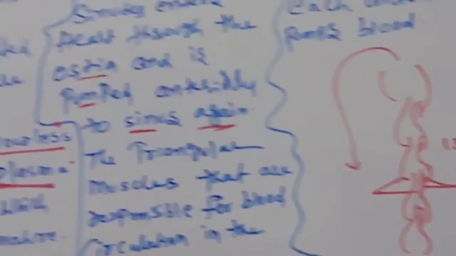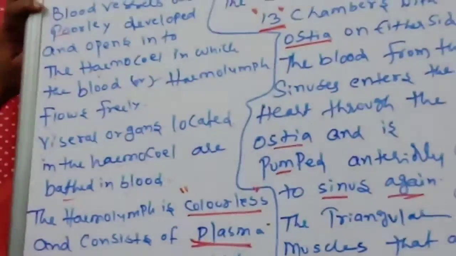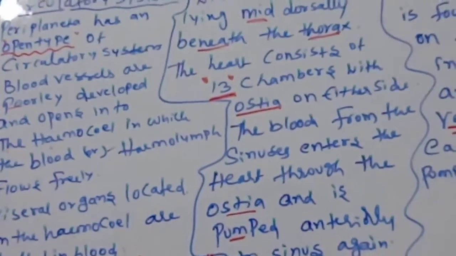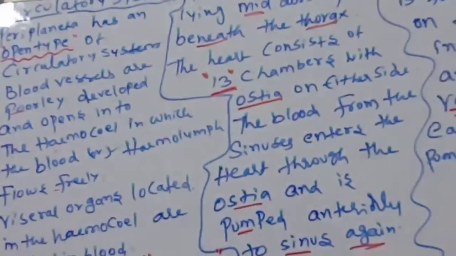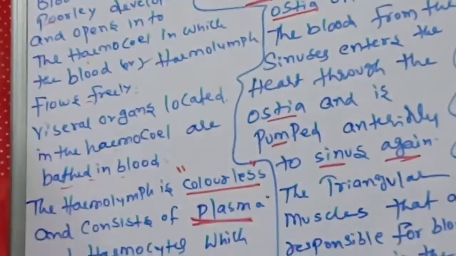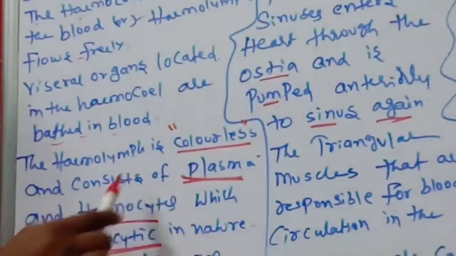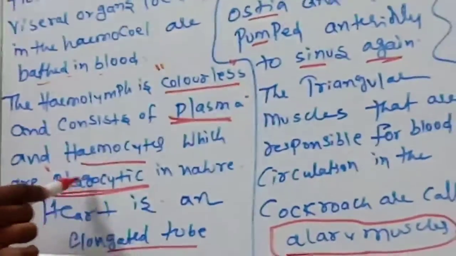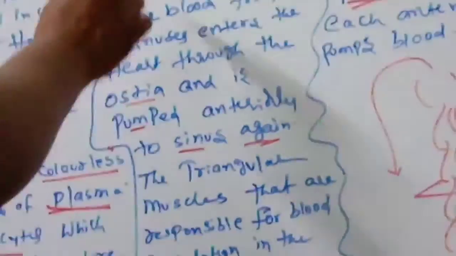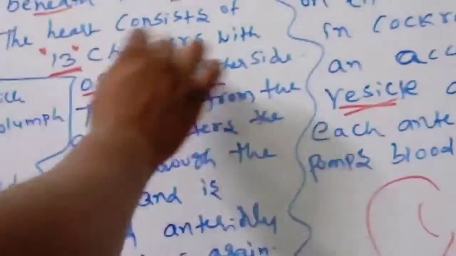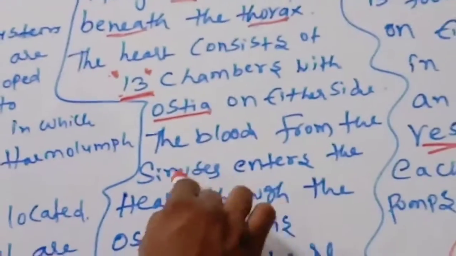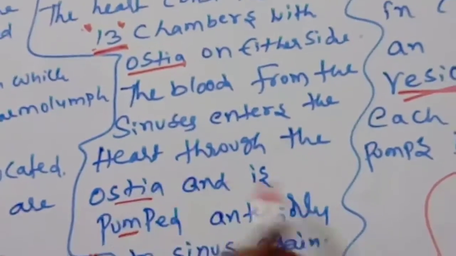Periplaneta has an open type of circulatory system. Blood vessels are poorly developed and open into the hemocoel, in which the blood or hemolymph flows freely. Visceral organs located in the hemocoel are bathed in blood. The hemolymph is colorless and consists of plasma and hemocytes, which are phagocytic in nature. The heart is an elongated tube with a muscular wall lying mid-dorsally beneath the thorax. The heart consists of 13 chambers with ostia on either side. The blood from the sinuses enters the heart through the ostia.